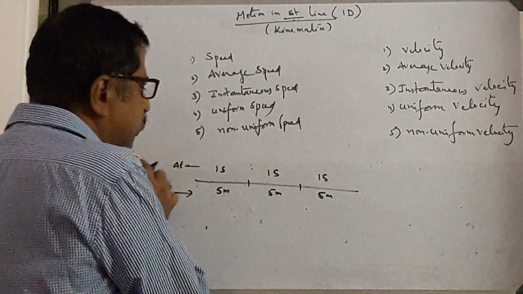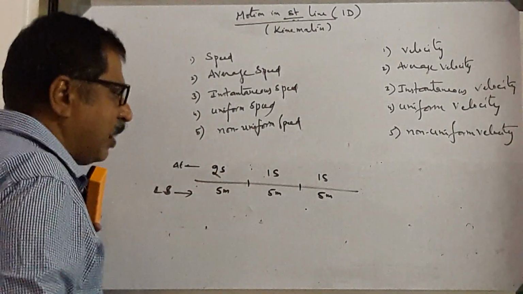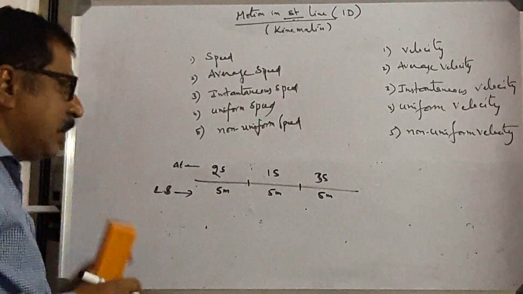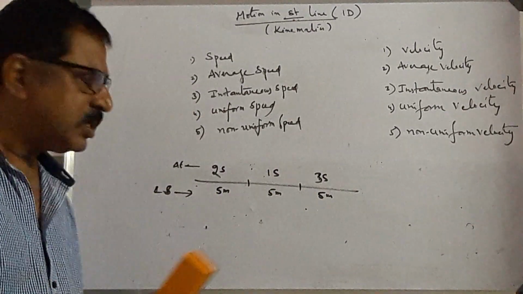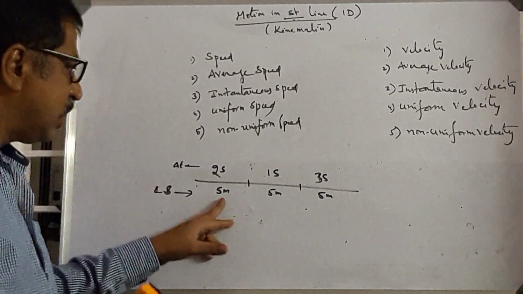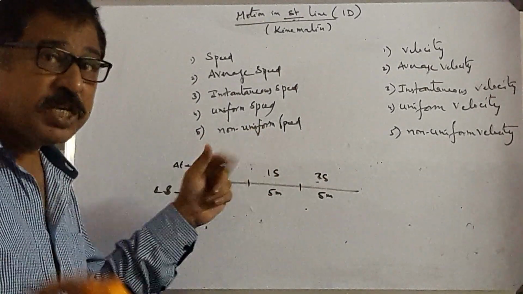Next one, non-uniform speed. For example, in 2 seconds it traveled 5 meters, in 1 second 5 meters, in 3 seconds it traveled 5 meters. Here time intervals are different, but distances traveled are equal. This is non-uniform speed. If a body covers equal distances in unequal intervals of time, however small these intervals may be.